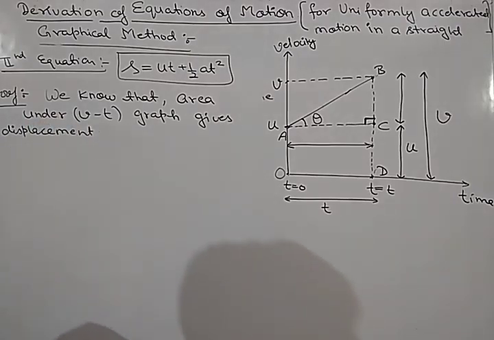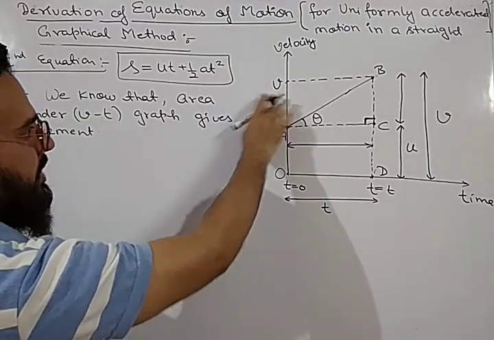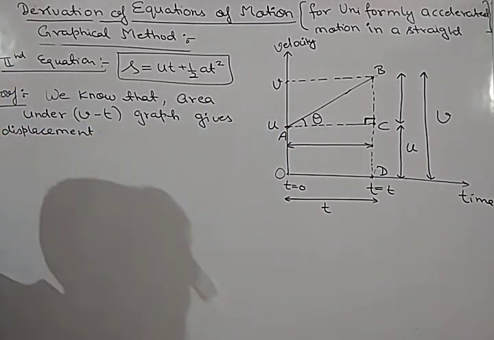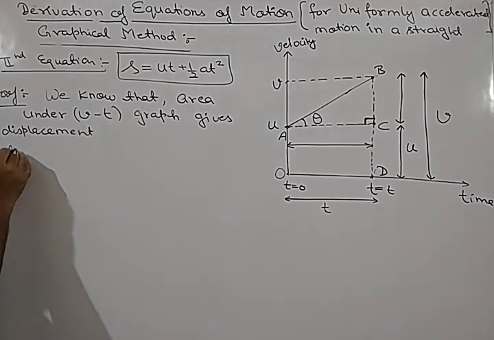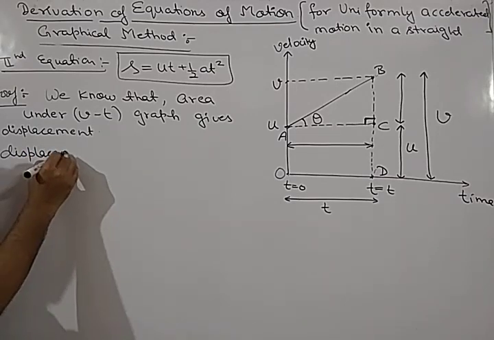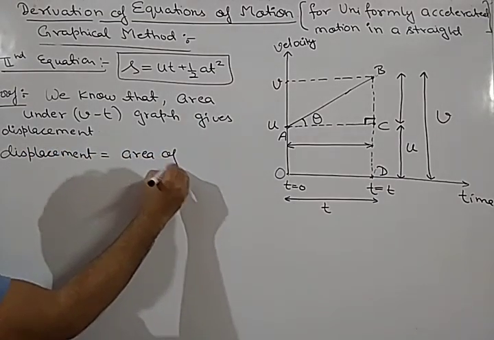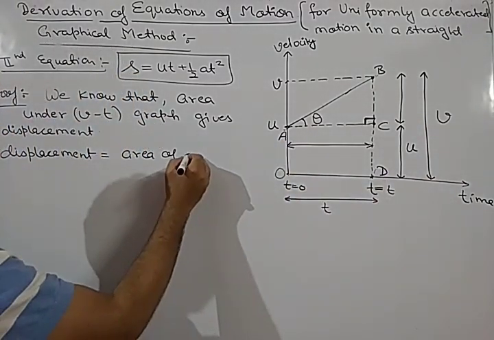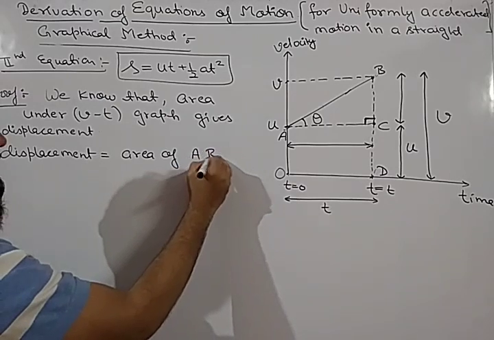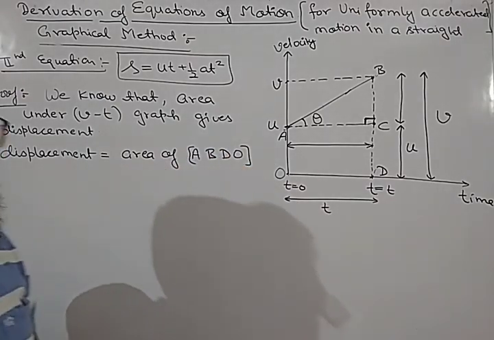We know that area under velocity time graph gives displacement. So we are going to find the displacement now, and for displacement what we have to find? We have to find the area. So which figure? We will write displacement is equal to area of figure ABDO. Area of figure ABDO.